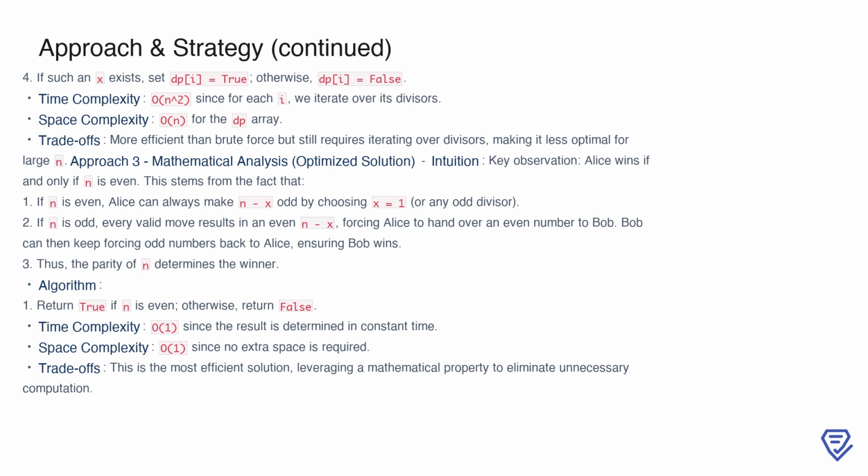We define a Boolean array dp, where dp[i] indicates whether the starting player can win with the number i. The base case is clear: if n equals 1, Alice has no valid moves, so dp[1] equals false.